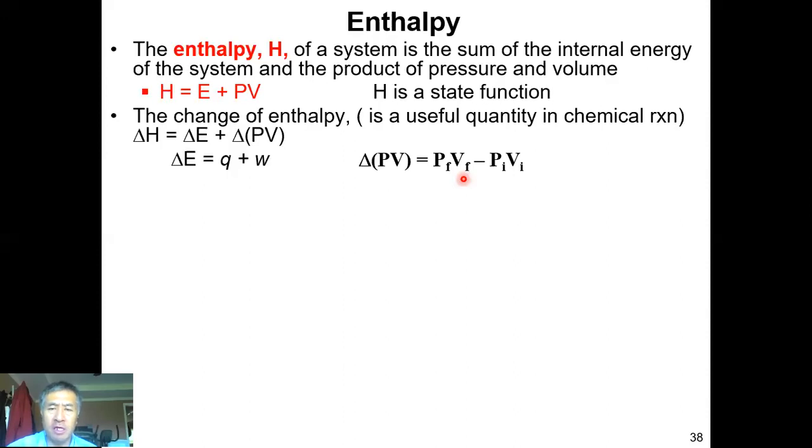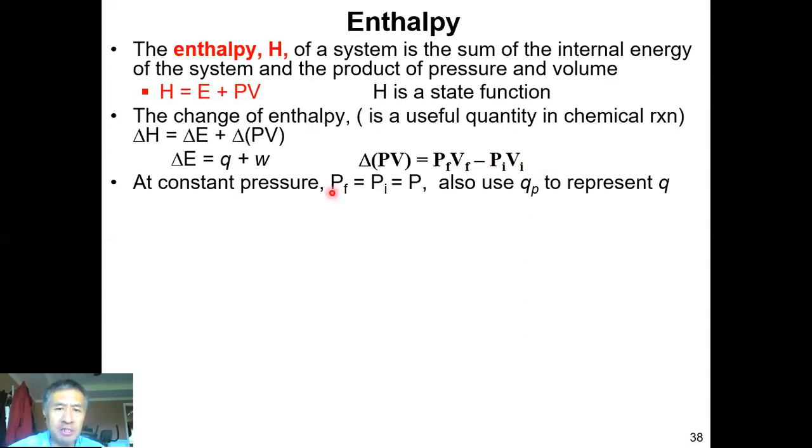And delta PV can be written as the final pressure times the final volume minus the initial pressure times the initial volume. So PF is the final pressure, VF is the final volume, PI is the initial pressure, VI is the initial volume. Now at constant pressure, PF, the final pressure, equals PI, the initial pressure, equals P, because of constant pressure. Also, we'll use QP to represent Q at a constant pressure process.